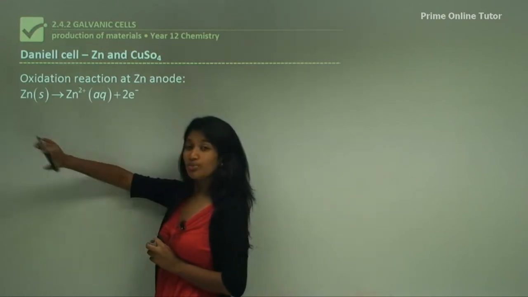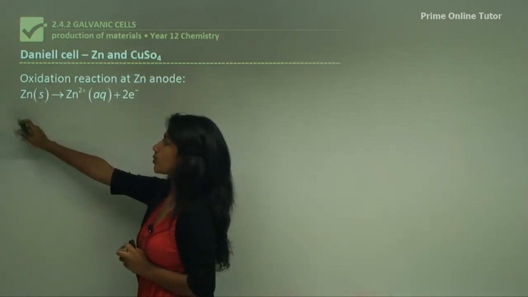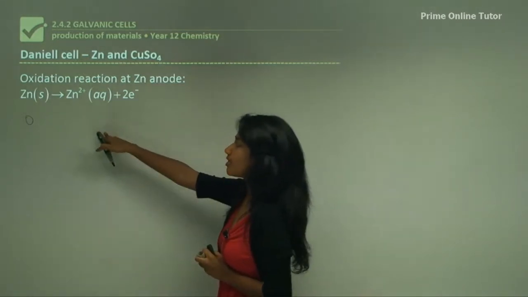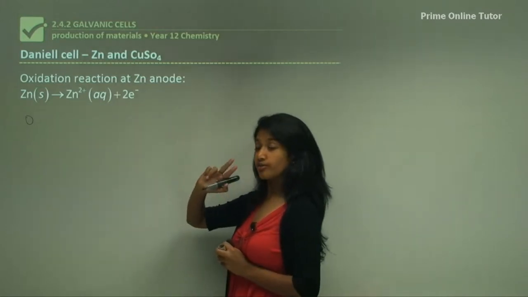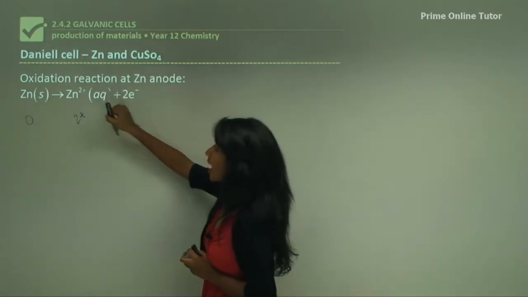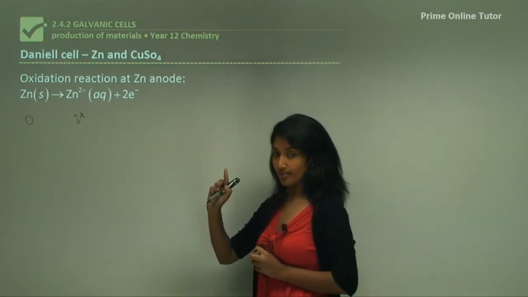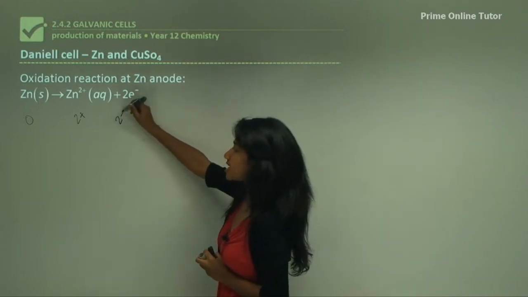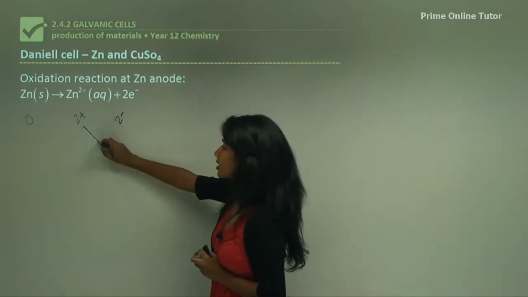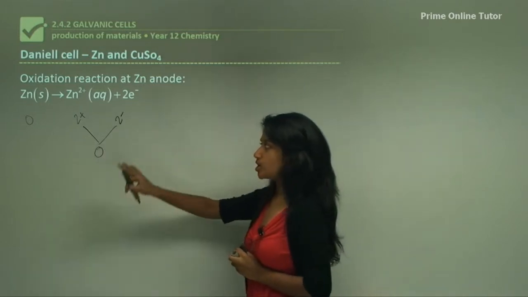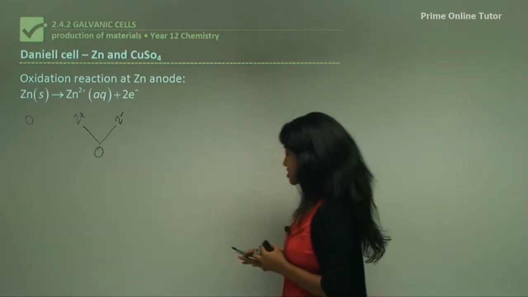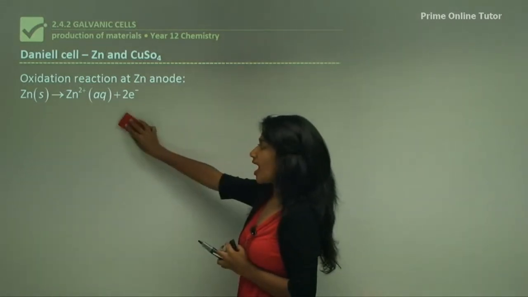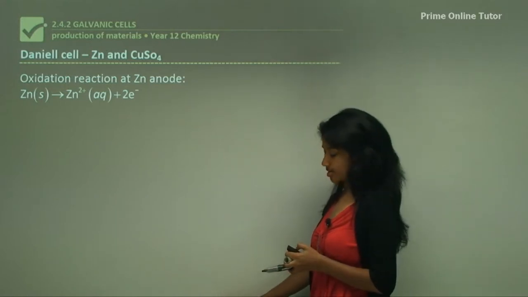And it is important to balance the charges. On this side of the equation, the charge is 0 because it's only the element. But then here, the cation has a charge of +2, and the electron has a charge of -1. Since there are 2 electrons, the charge is going to be -2. If you combine these together, you would get 0. So here the charges are balanced, and it is always important to balance the charges. That way you can balance the equation and also make sure that your answer is correct.